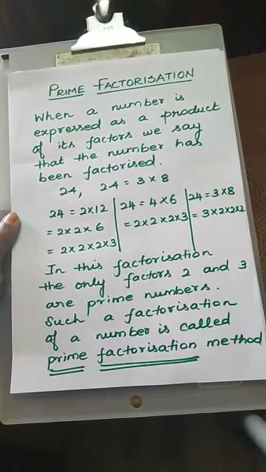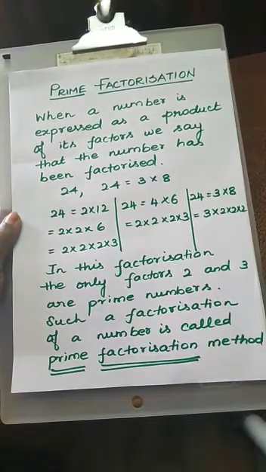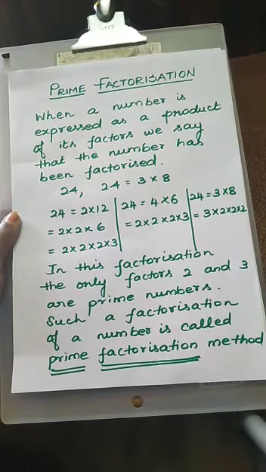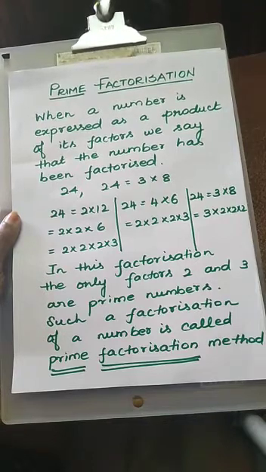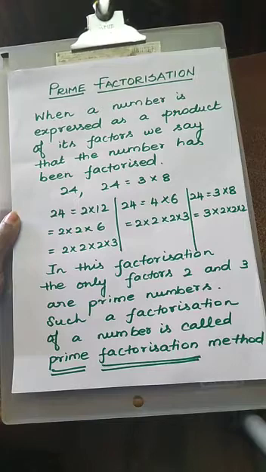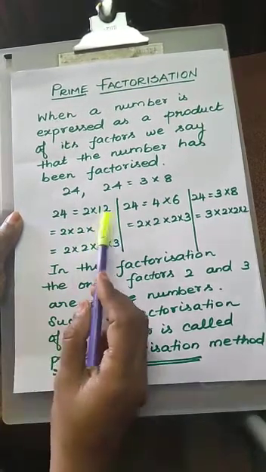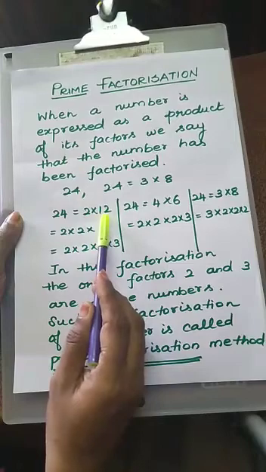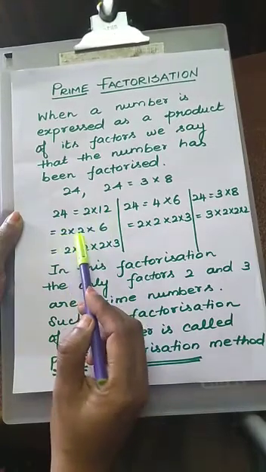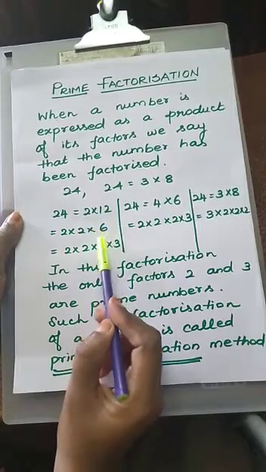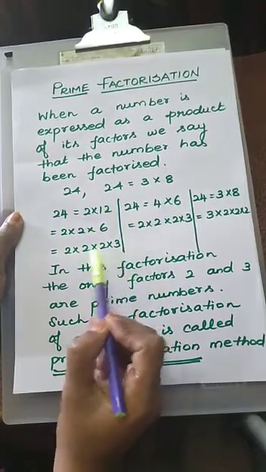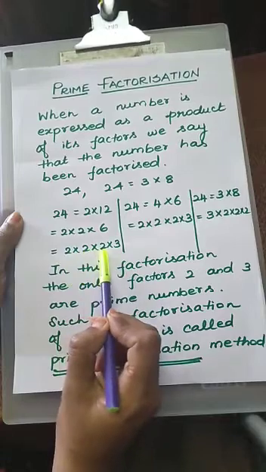Now we are going to discuss the prime factorization method. Actually, when a number is expressed as a product of its factors, we say that the number has been factorized. Suppose you take a number 24. How can we write 24? 3 into 8 or 4 into 6 or 2 into 12 also. Suppose 2 into 12, then we have to split the number 12 also. 2 into 2 into 6, because 2 sixes are 12. Again we have to split the number 6. How can we split? 2 into 3. So what are the factors? 2 into 2 into 2 into 3.